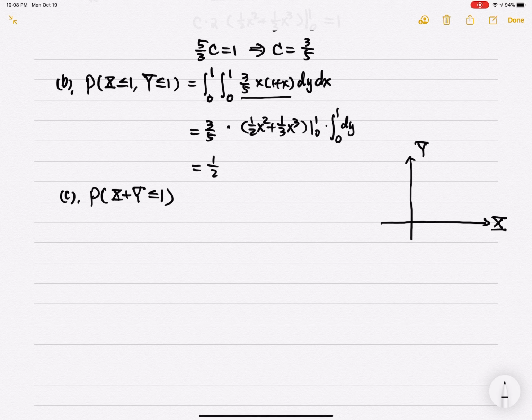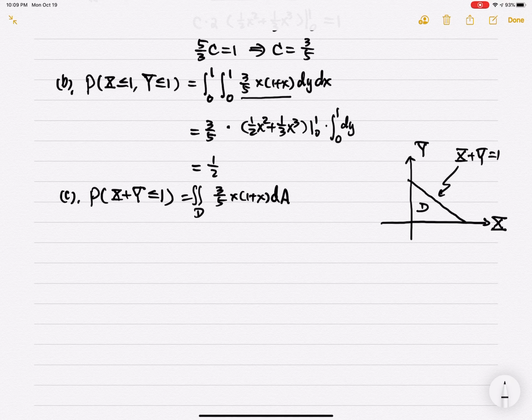Okay. Now, x plus y equal to 1 is this straight line, right? Straight line, okay? And then we said this is x plus y equal to 1, okay? Now, if you think about this is the region, so this is equal to D, okay? And then if you look at it, 3/5 x (1 plus x) dA, that's like this.